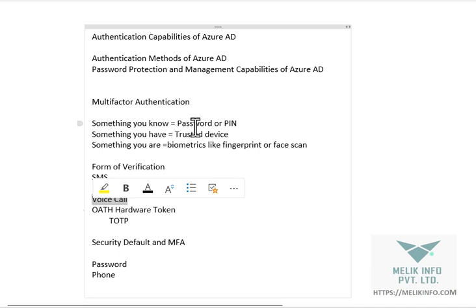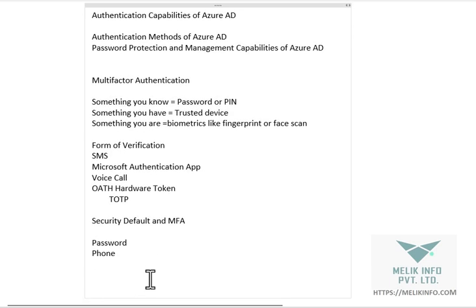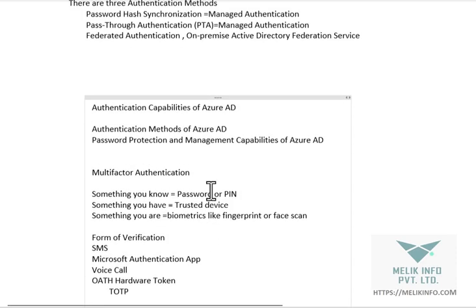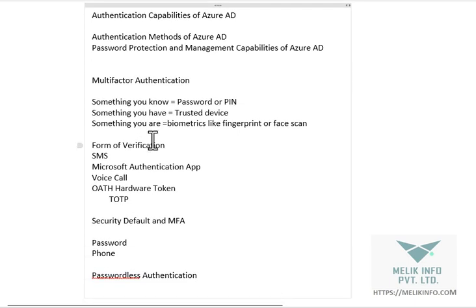We have passwordless authentication. Passwordless authentication works on the principle of something you are, rather than something you know. Something you are is your biometrics, rather than something you know, which is a password.